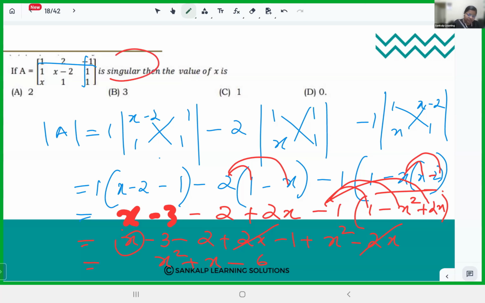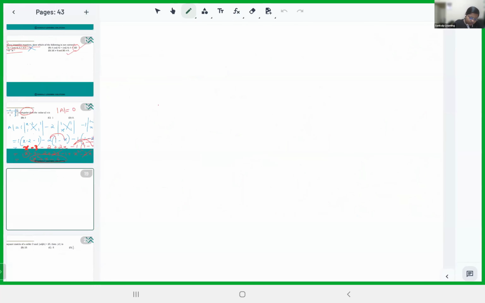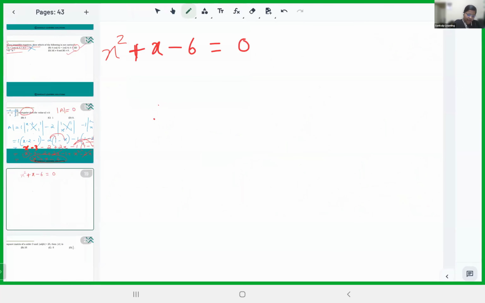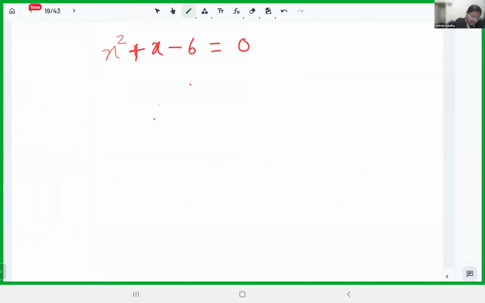And since it is singular, we know the determinant of A should be equal to 0. Here we have got the determinant of A, which means this should be equal to 0. X square plus x minus 6 is equal to 0. Okay. And now you do the factorization.